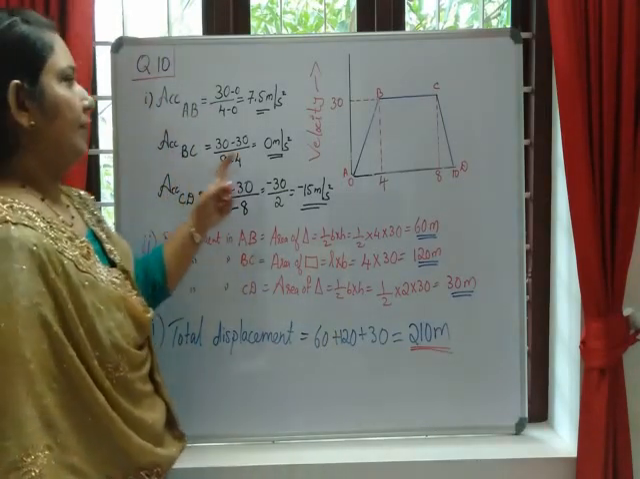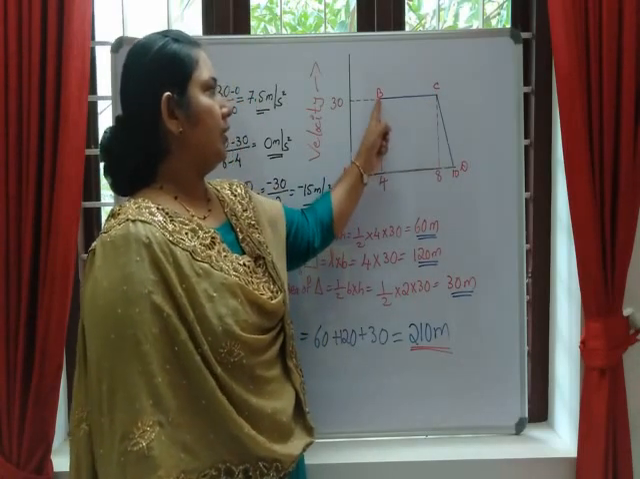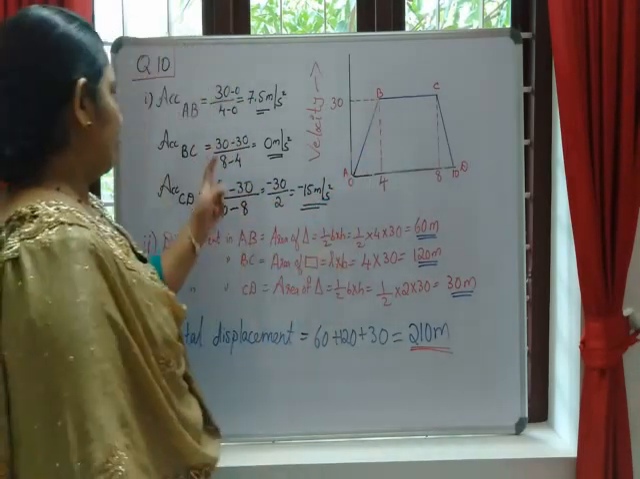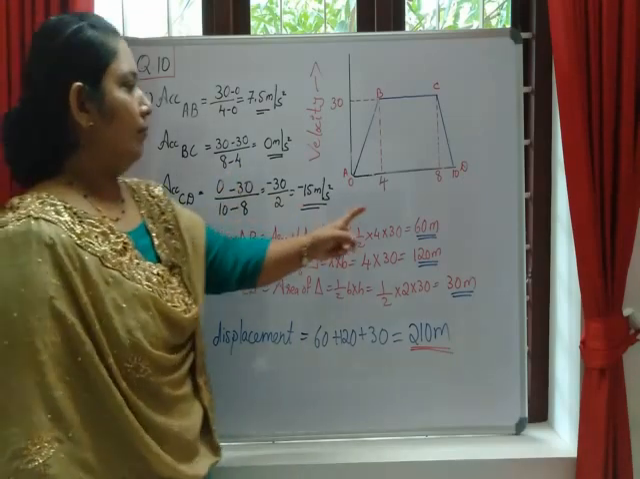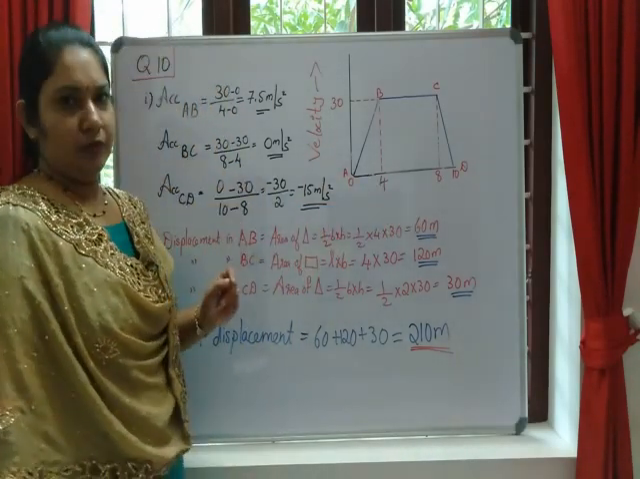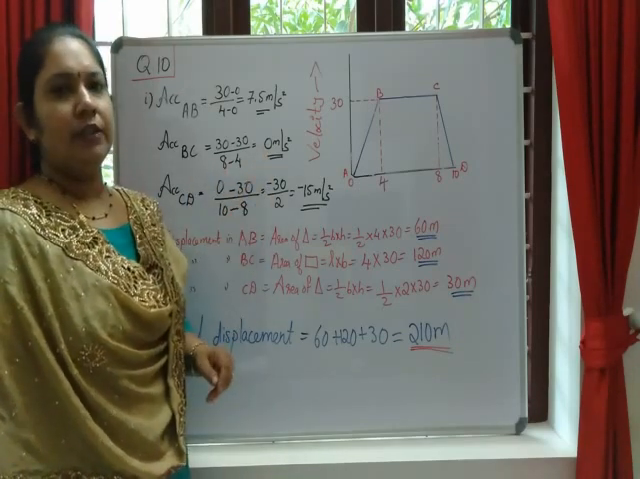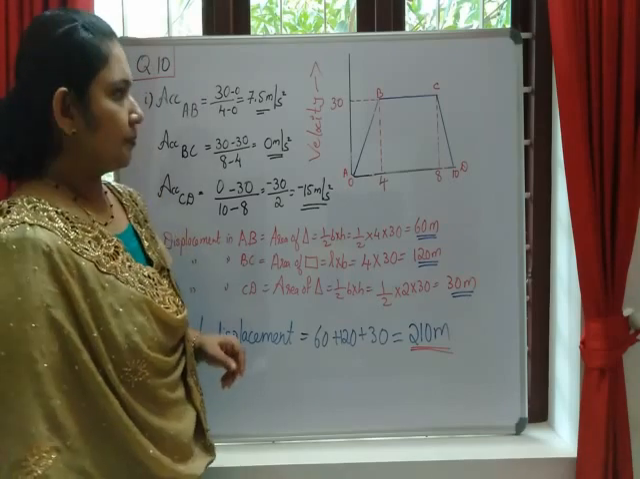Acceleration in BC: final velocity minus initial velocity, both are 30. So 30 minus 30 divided by final time minus initial time, 8 minus 4. Since the numerator is 0, we will get the answer also 0 meter per second square.